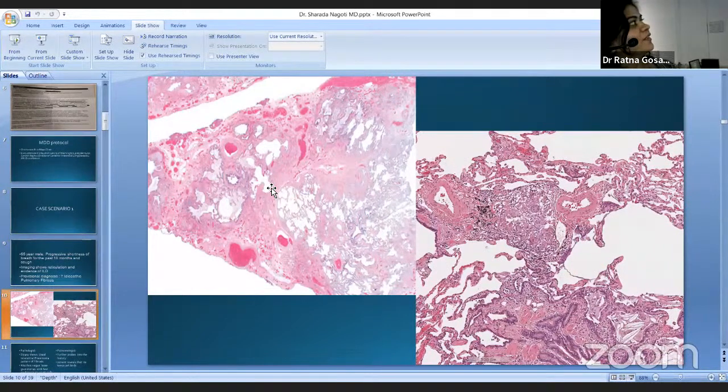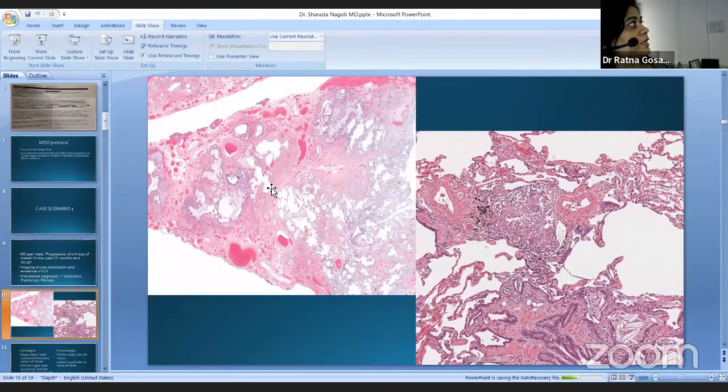Okay, so in the other sections, the pathologist has found also these areas. These are nothing but granulomas. You can find there are a few multinucleated giant cells here, and the lymphocytes. And these granulomas are non-necrotizing granulomas. There is no necrosis here. And these are vague granulomas and they are interstitial.